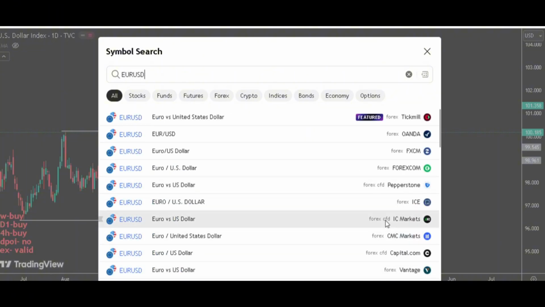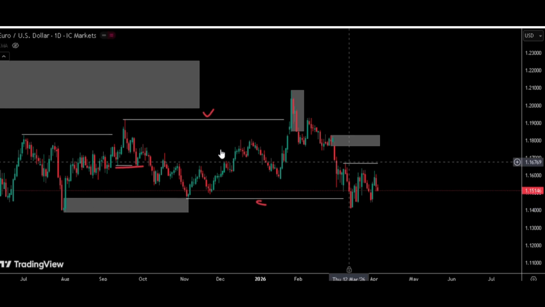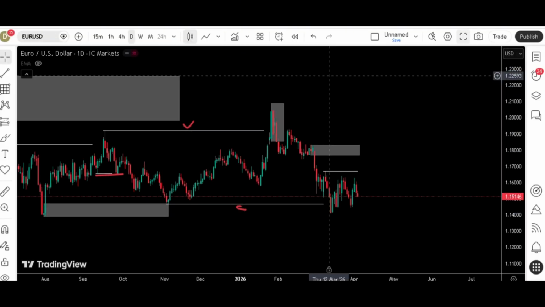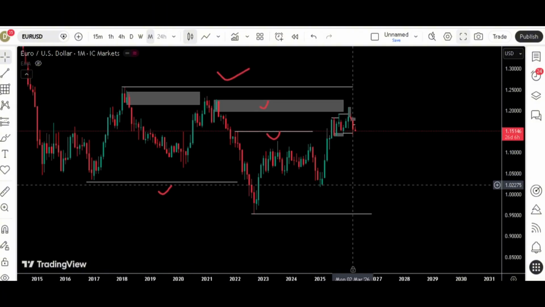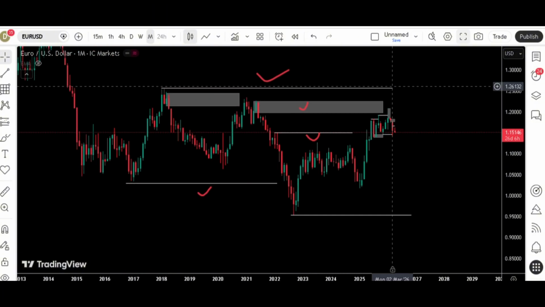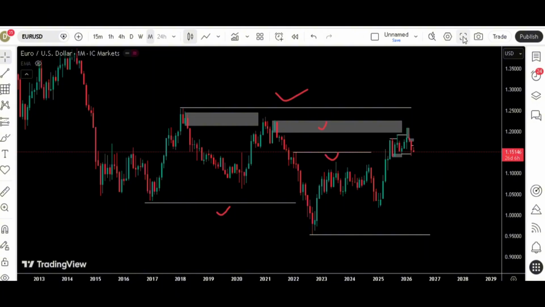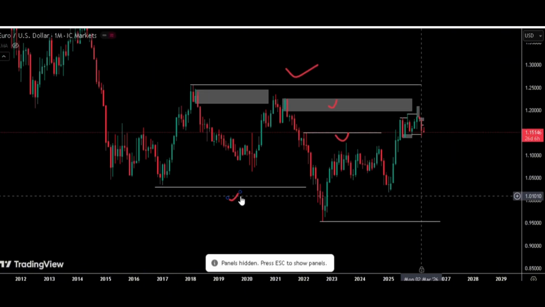So Euro USD is the opposite of DXY. As you all know, if the DXY is selling, Euro USD will be buying, and if the Euro USD is buying, DXY will be selling. And you can see the structure. Even if you flip the structure, you will see that it's still almost the same thing. So you can see this was in terms of monthly time frame. You can see that this was the last break of structure that we had.